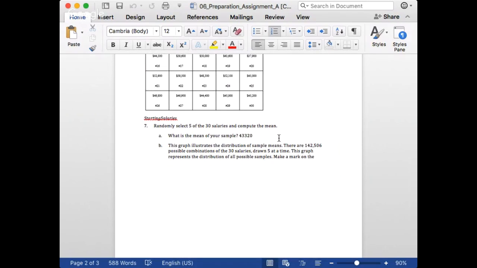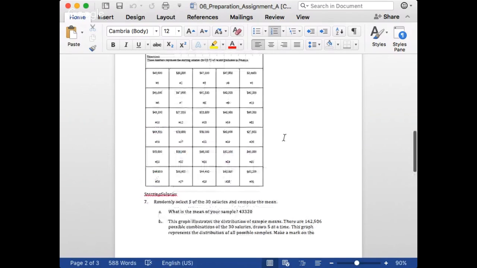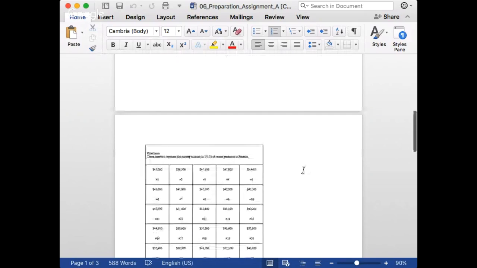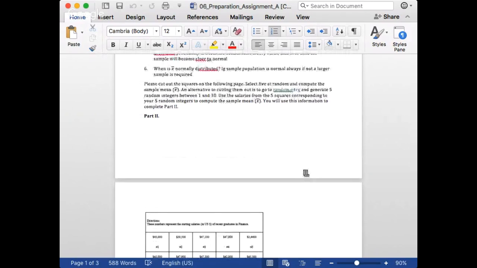Do you guys figure out how to do that, the random integers thing? Yeah. Just pick 5 random ones from those 30. So you go to random.org or you cut them out and paste it. The idea was that they randomly give you 5 integers. I can pop it up for you.